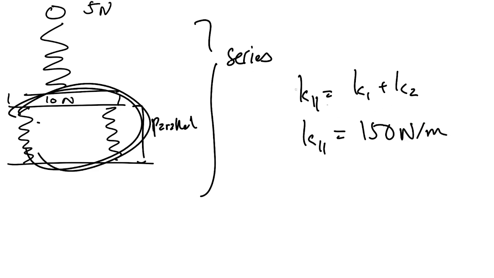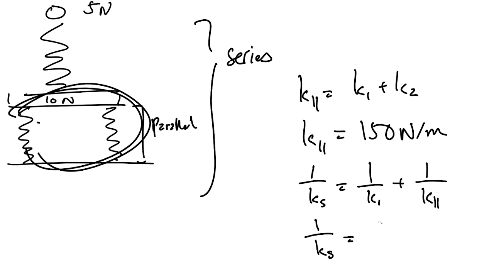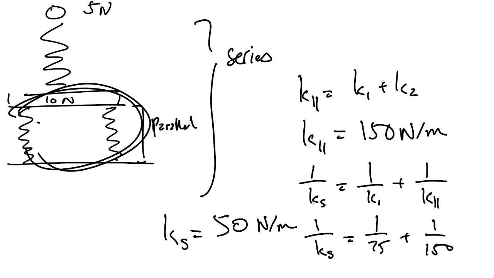Next, we have our series. So this equation goes like this, remember? So we're going to have 1 over K1 plus 1 over, I'm just going to say K and just put that parallel symbol. So that means that our spring constant in series is going to be 1 over 75 plus 1 over 150, which means that 1 over our total spring constant of our system is going to be 1 over 50, which means that the spring constant of the entire system is going to be 50 newton meters, right?